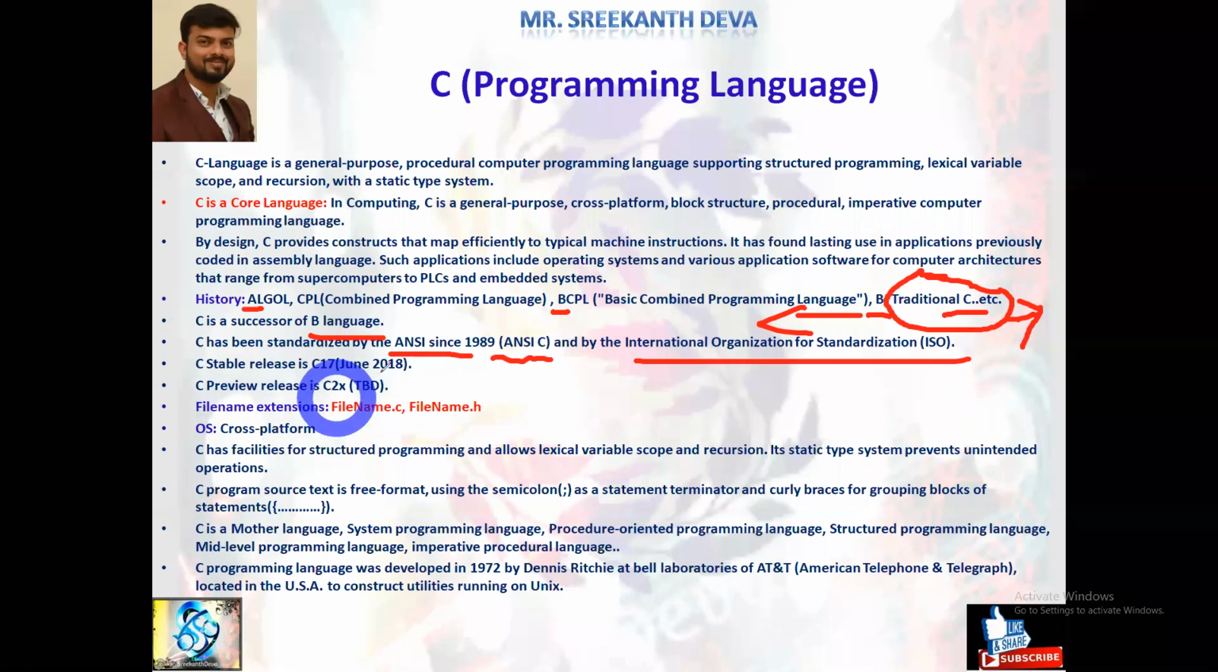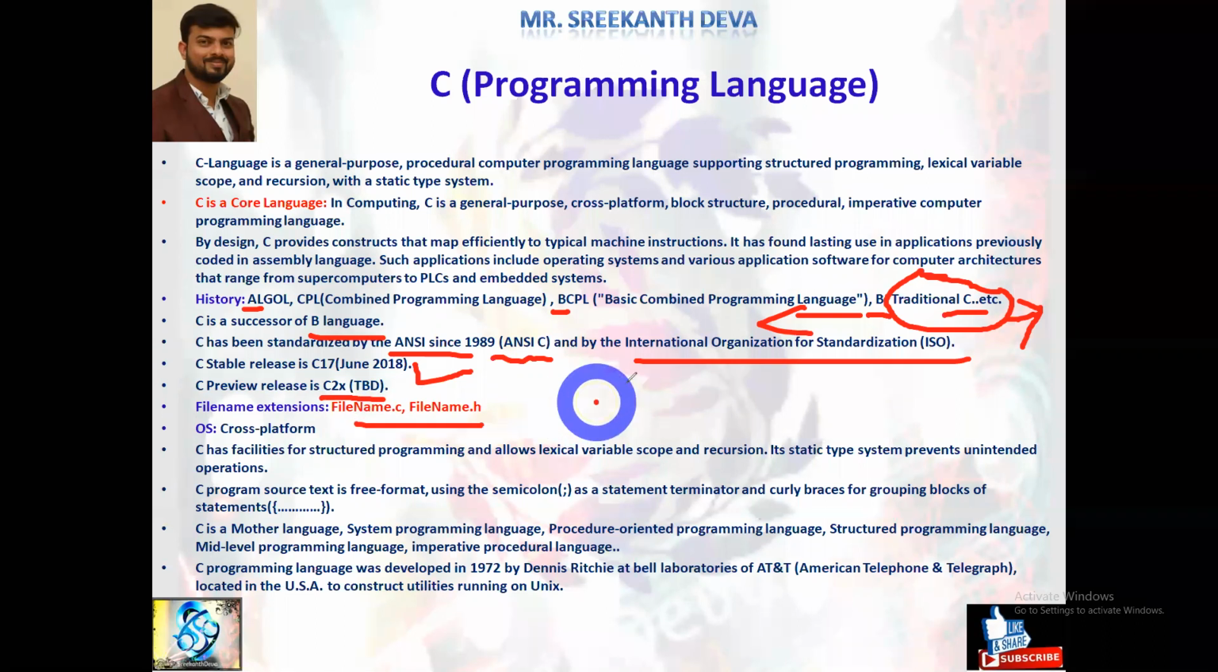The C stable release is C17, which was released between 2017 and 2018. The C preview release is called C2X. Still it is to be determined. The common file extension used in the C programming language is .c.